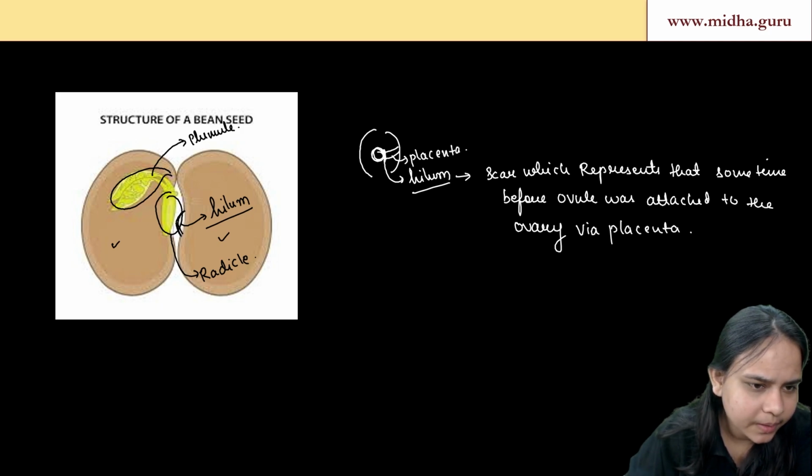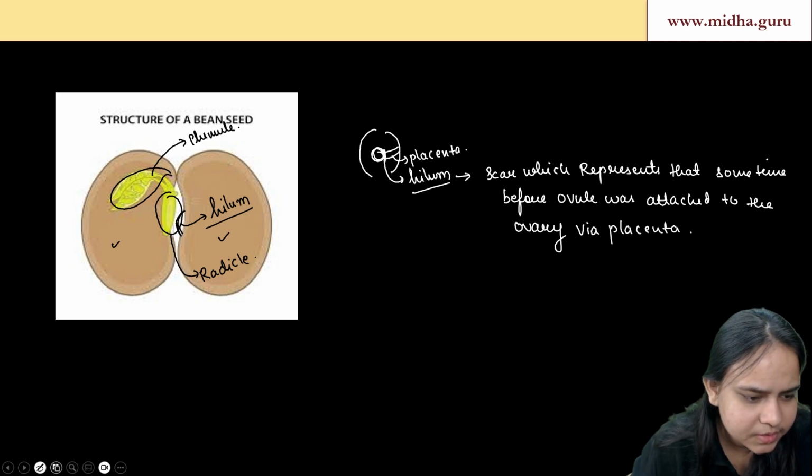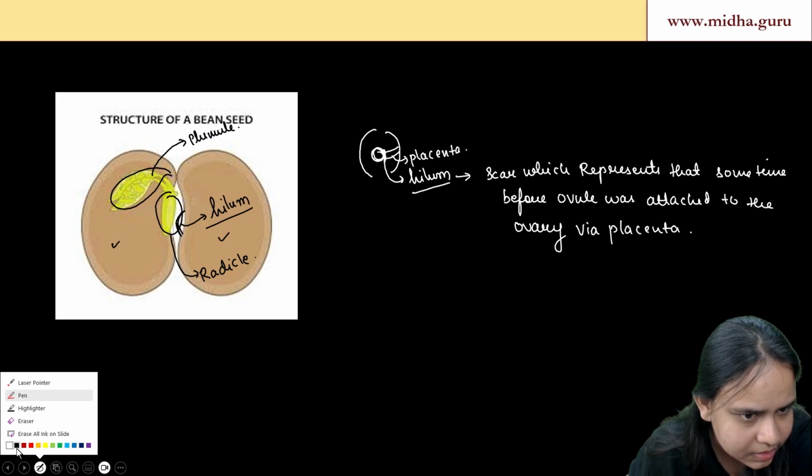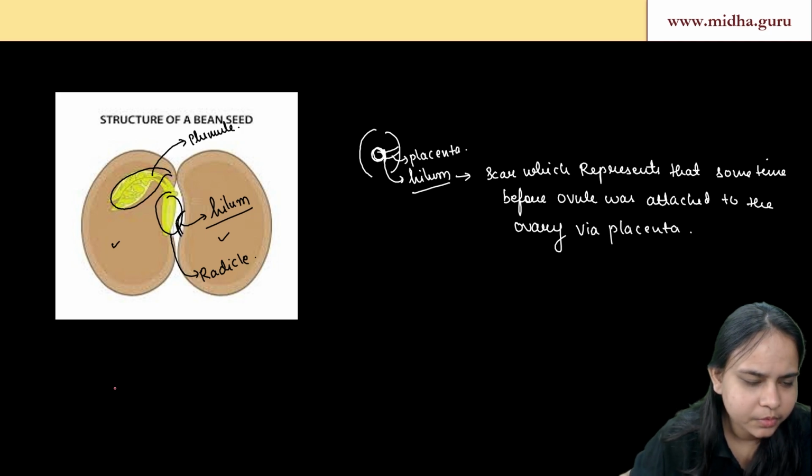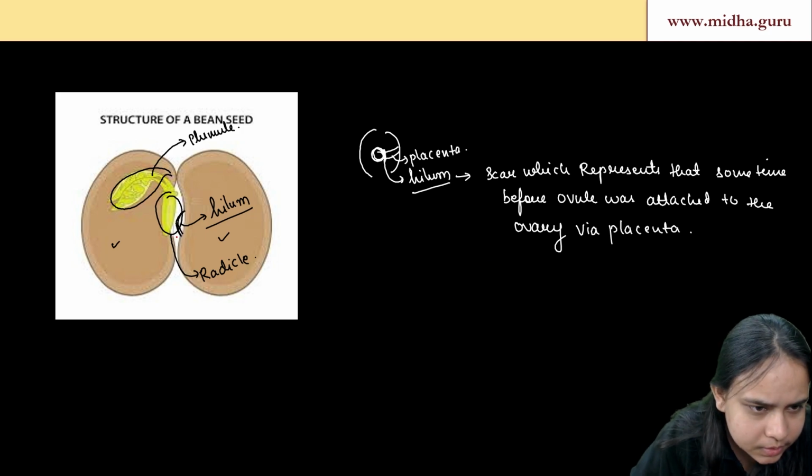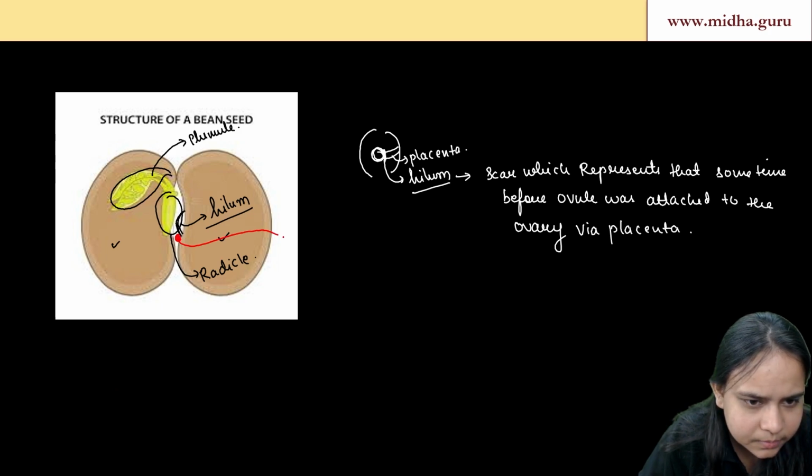Next we come, if the picture is not prominent here, but we have a small constriction here. Let me draw for you. There is a small constriction here. Okay, there's a small hole. We termed it as micropyle.